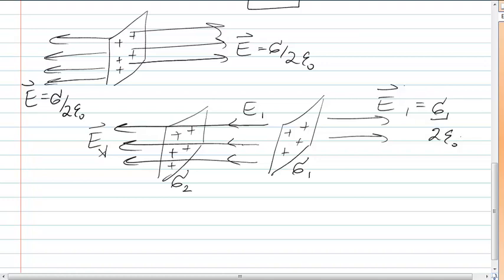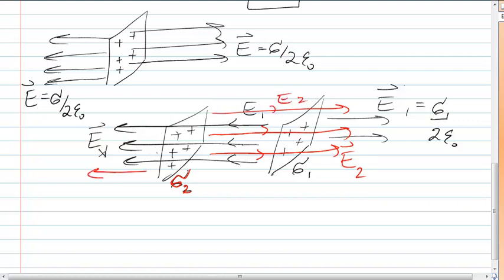Now sigma 2 has its own electric field, so let's do that one in red. Everywhere on the right, the electric field E2 would be going to the right like this. So that's E2. In between, it would be going to the right, E2. But over here, it would be going left, away from the positive. So that would be E2.